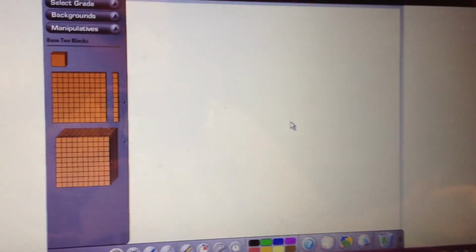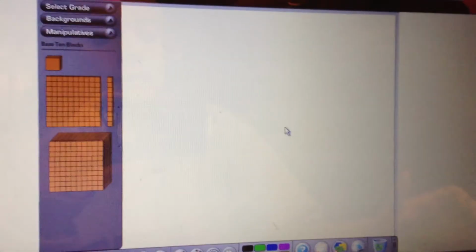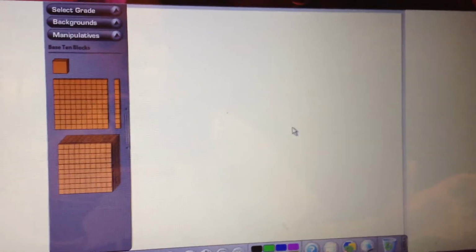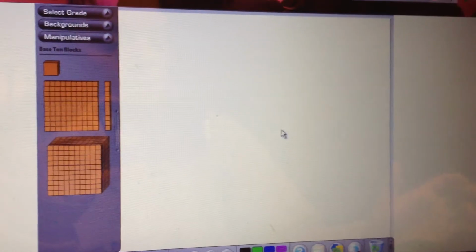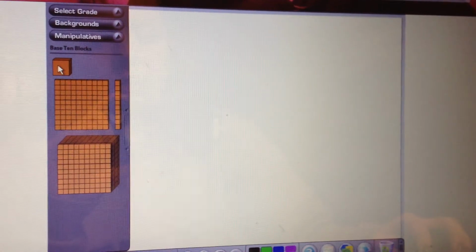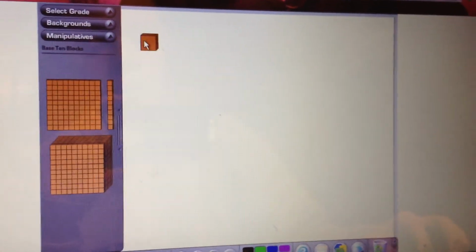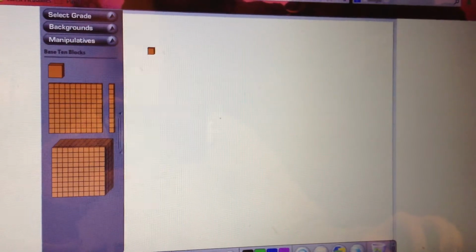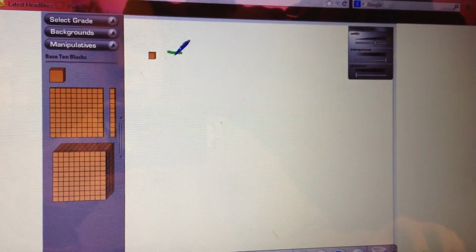My name is Katie, and I'm going to show you how to use base 10 blocks as concrete models of 100s, 10s, and 1s to represent a given whole number in various ways. So what we're going to do is start with this small block, and it's called a unit, and it represents the number 1.